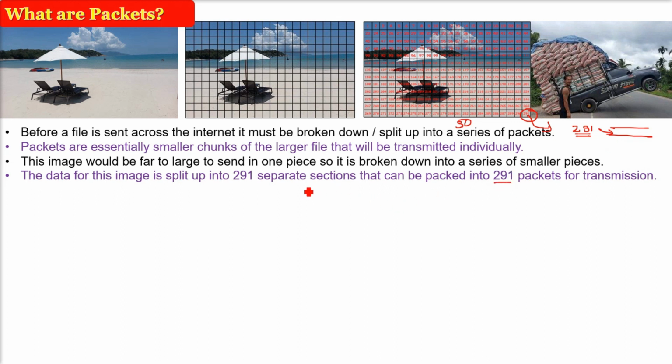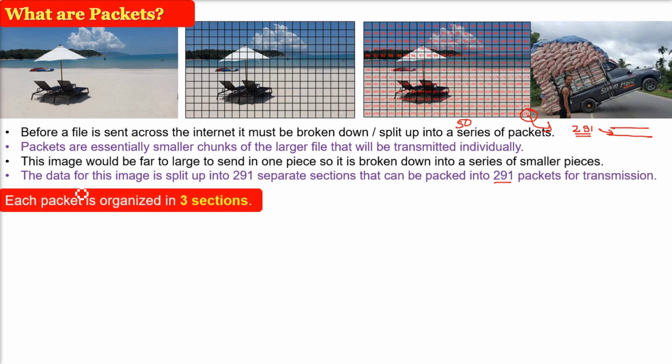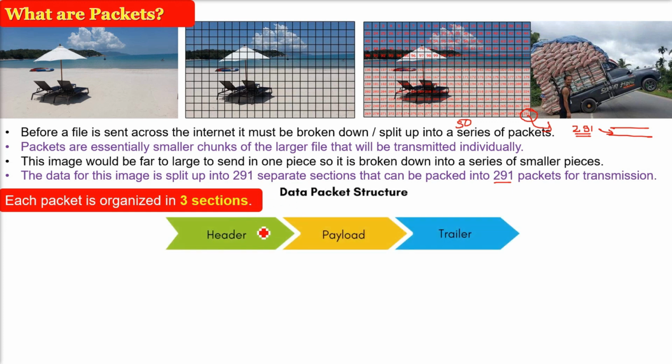That's what I am trying to highlight here. A packet is simply a content which has to go from sender to receiver. And every packet is organized, typically, into 3 sections, 3 parts. We call it an IP datagram. So the first part of the data packet structure is the header, second is the payload, and third is the trailer.